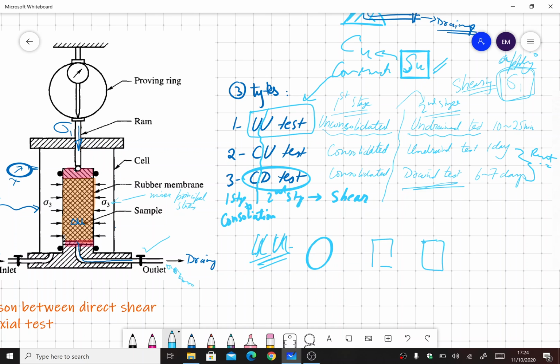I don't know why it converted to a circle, I don't know.